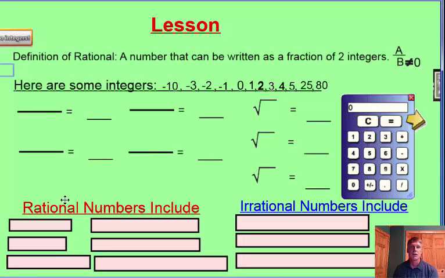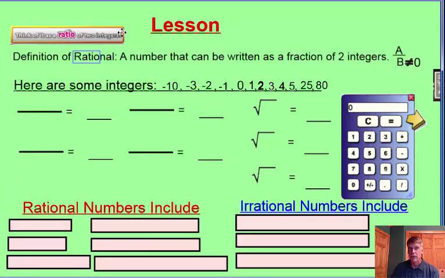Well, there's a clue here. When you look at the word rational, you want to understand that the first few letters of rational is the word ratio. So to help you remember what a rational number is, it's a ratio of 2 integers. So that's a clue to help you when you're trying to remember what a rational number is.